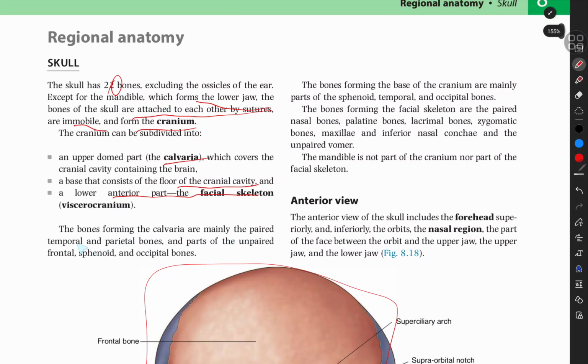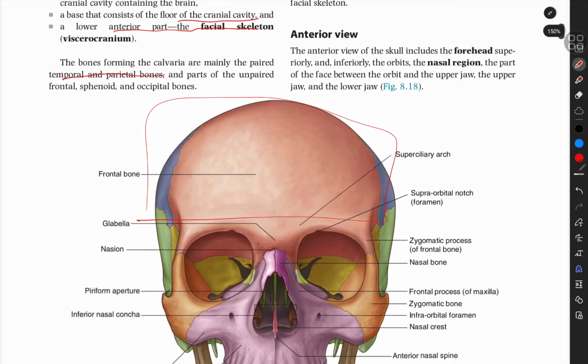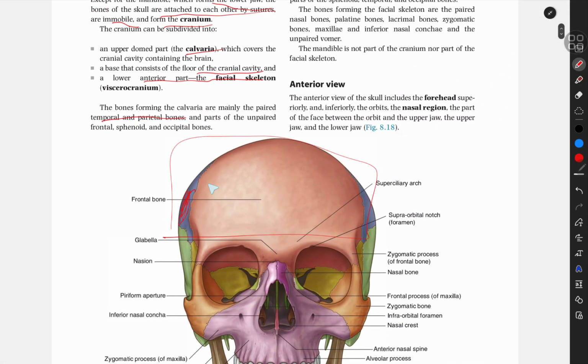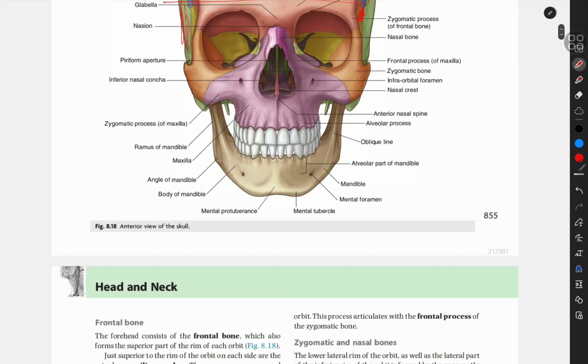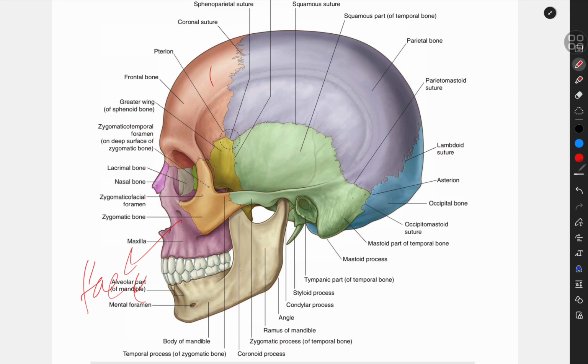Bones forming the calvaria are mainly the temporal and parietal bones, and parts of the unpaired frontal, sphenoid, and occipital bones. We cannot see the occipital here. The frontal bone forms the calvaria. The parietal bone forms the calvaria. The temporal bone forms the calvaria. The occipital bone forms the calvaria. The sphenoid bone forms the calvaria.